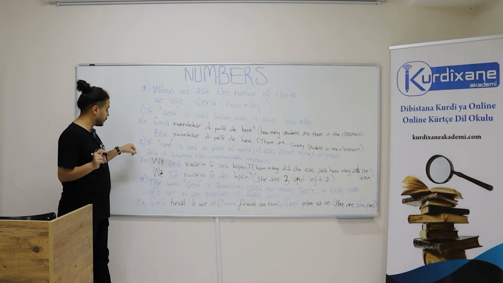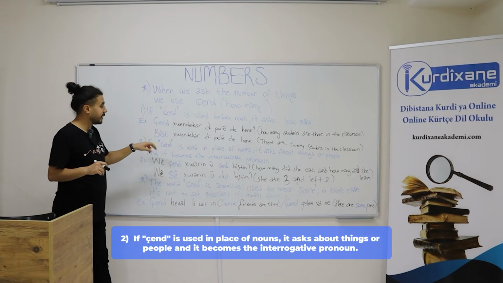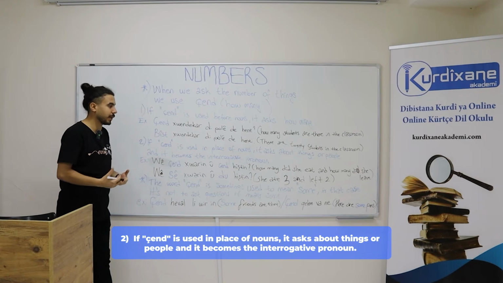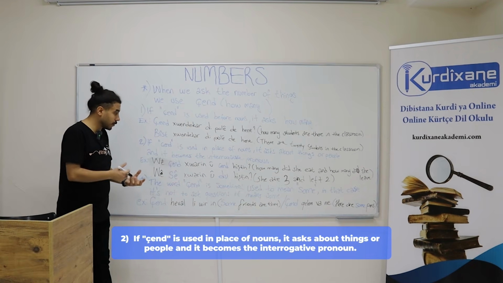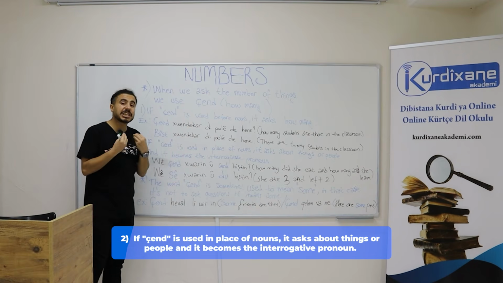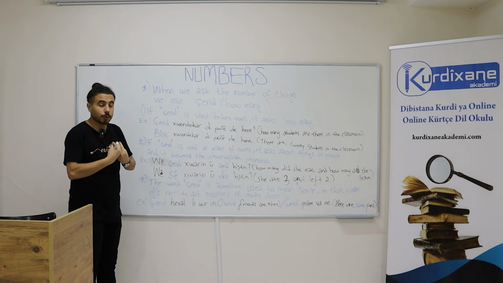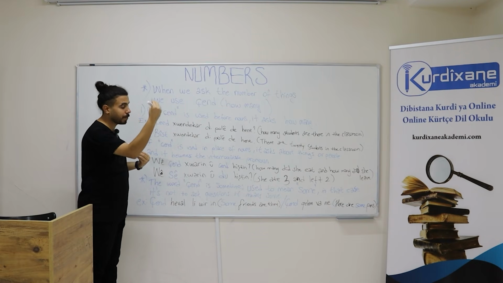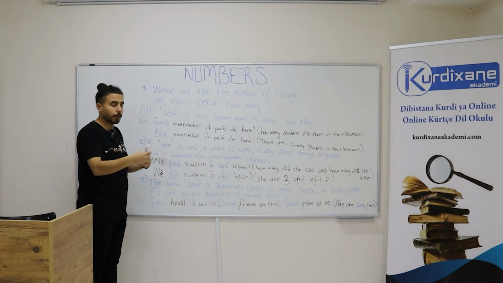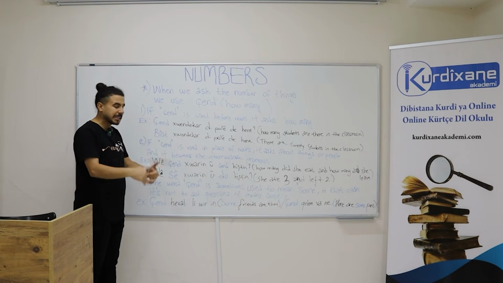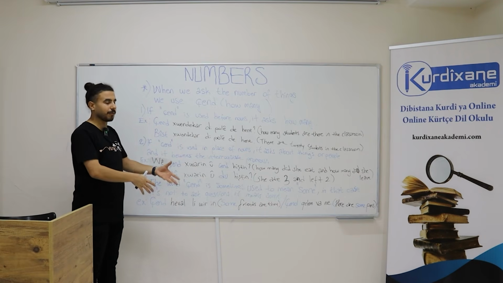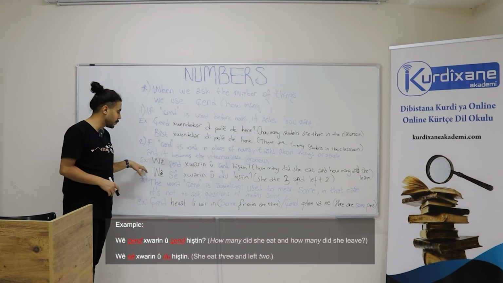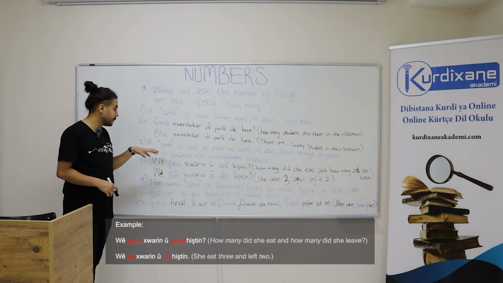And there's this second point, which is if chend is used in place of nouns, not before them, in place of nouns, it asks about things or people, and it becomes the interrogative pronoun. So you ask that thing, or those people, or those things, but you don't mention them. In place of them, instead of them, you use chend. So let's look at the example, and you are going to get it better.